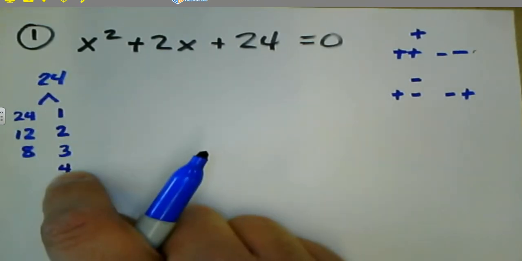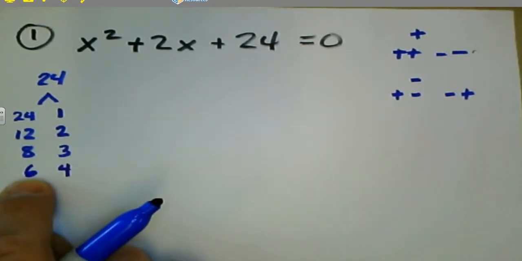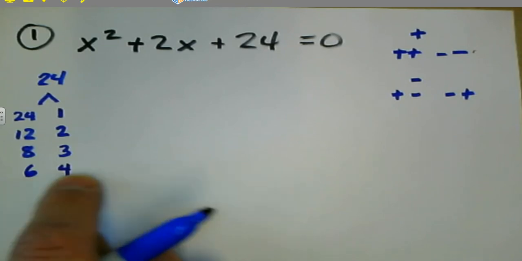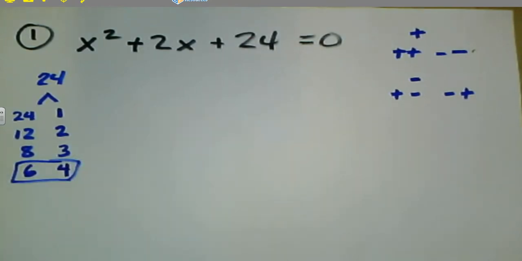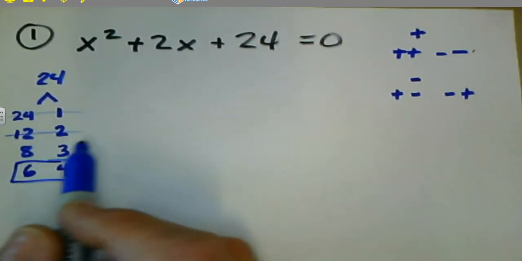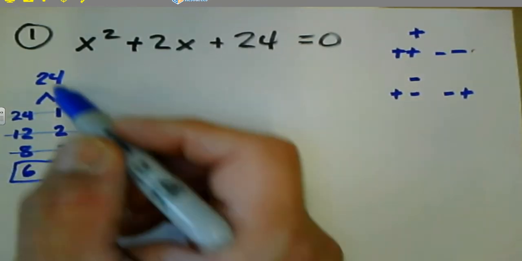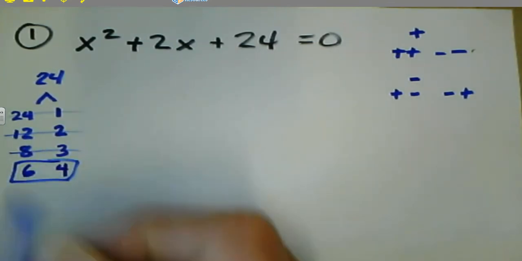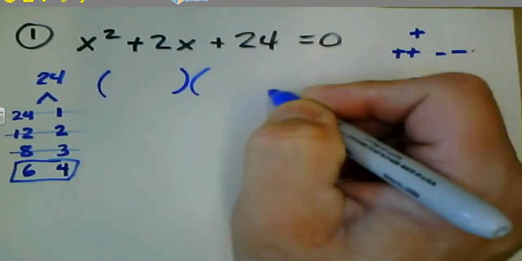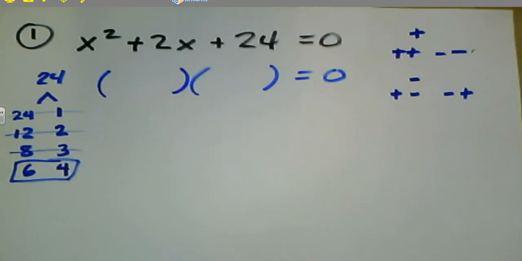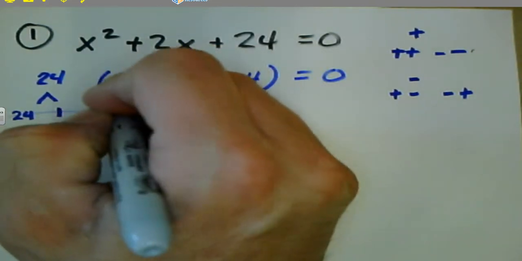Well, 24 divided by 4 is 6. If I add 6 and 4, I get 10. If I subtract 6 and 4, I get 2. This is the factors I'm going to use. I'm not going to use this set. I'm not going to use this set. I'm not going to use this set. I have to use this set. 6 times 4 is 24. That's why we do this. 24 divided by 4 gives us 6. So I know that my factors from that problem are going to be 6 and 4. My variable is x. I put that in there.